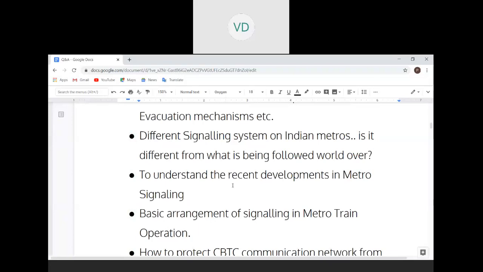In CBTC, the difference is, as I said, the breaking distance depends on the speed of the train. Whereas in two aspect automatic block, the distance is already prefixed for a given speed of the first train, they prefix the block. This is only variable there, but the distance is breaking distance. And of course, CBTC has got enough of safety. In two aspect, there is no safety.